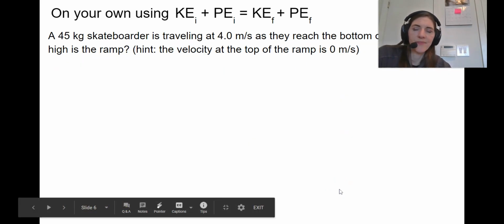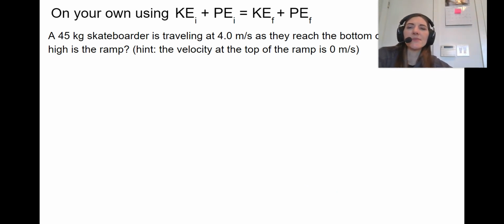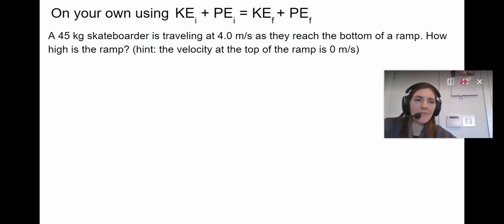Whew. Okay. So let's try another one. You have a 45 kilogram skateboarder, and they're traveling at 4 meters per second as they reach the bottom of a ramp, so the lowest point of the ramp. So all of the mechanical energy is kinetic energy. There's no gravitational potential energy. It's all kinetic energy at this point because they're at the fastest point that they're going to be going. Their velocity is the greatest. So I want to know how high the ramp is.